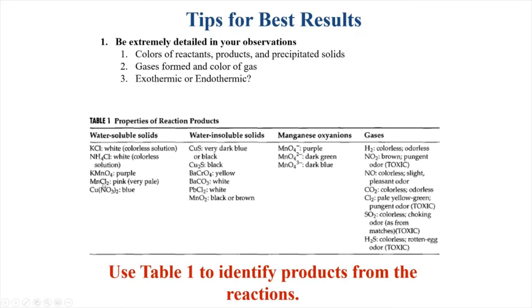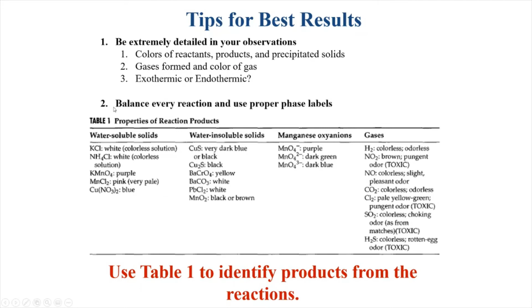So let's say, for example, we have a reaction of potassium permanganate, which is a purple color, and we add something to it, and we want to know what the product was. If it turns dark blue, meaning we go from purple to a dark blue, then we know that we've formed MnO4 3-. Or if we make a dark green, we formed MnO4 2-. So we're going to use these physical properties to tell us what the reactants and the products were.